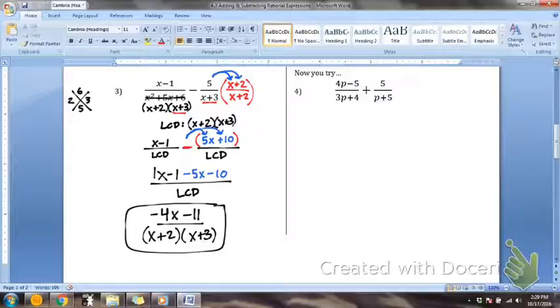All right, I'd like you to try number 4. Again, you're asking yourself, what is this one missing that this one has? I'll work you through it on the board. We know that the first fraction is missing what? A p plus 5.